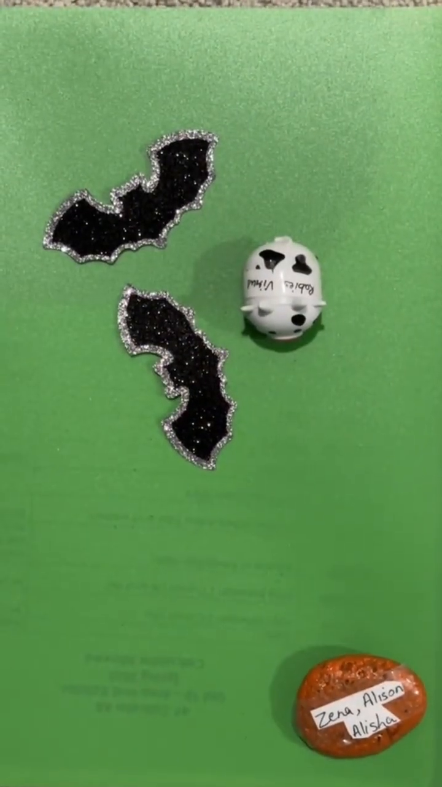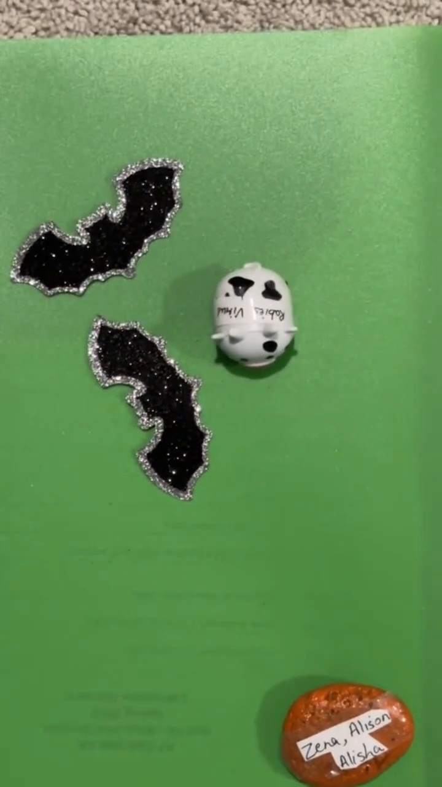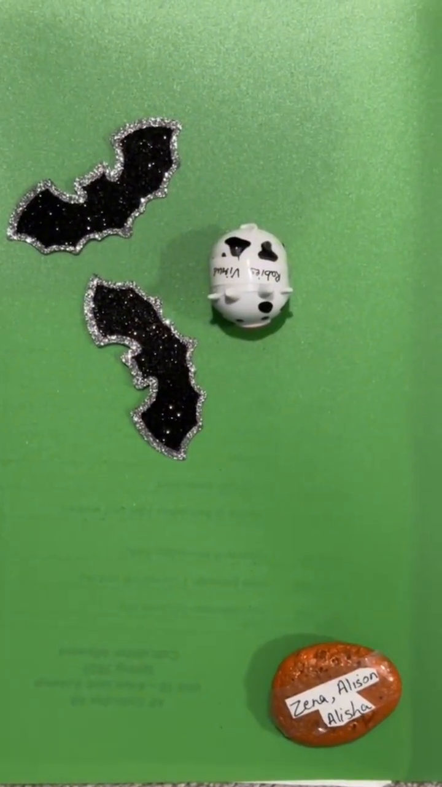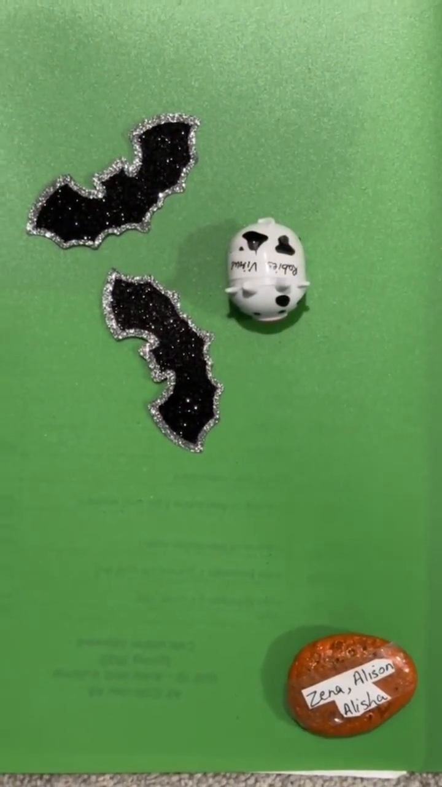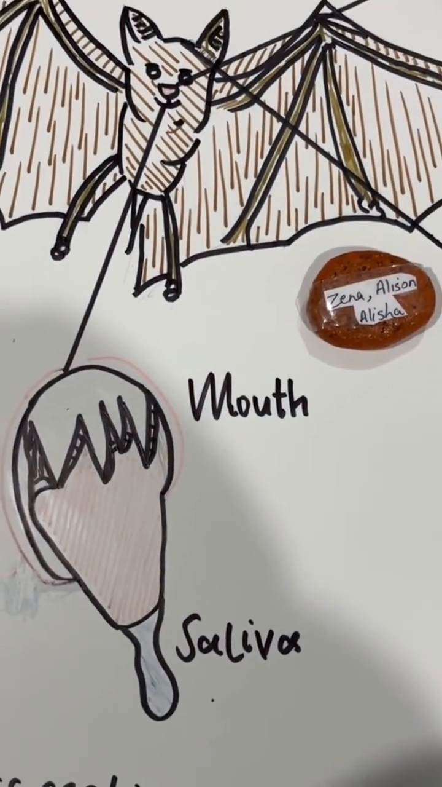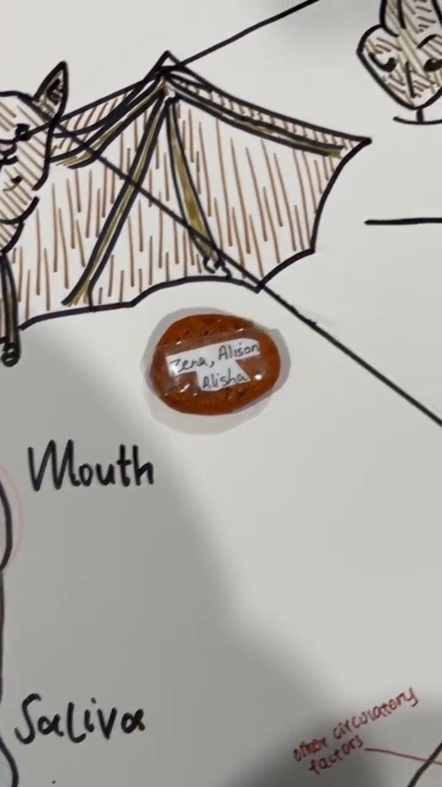The virus enters through a bite wound, infects muscle cells, and travels through the nervous system to the brain, causing severe damage. The bat must defend against this pathogen through its innate immunity and adaptive immune responses. As you can see, the virus enters through the mouth and the saliva, but it can also enter through the nose.